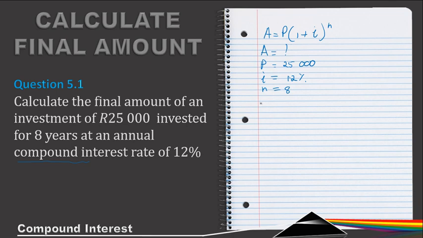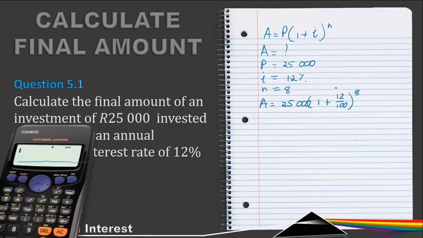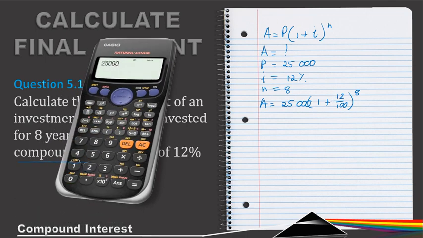So this is quite straightforward. We now just substitute in our given values. We have 25,000 times (1 plus the interest, which is 12 over 100), and then that's to the power of 8, the number of years. Then typing it in. Okay, so our final amount is going to be 61,899.08 rand.